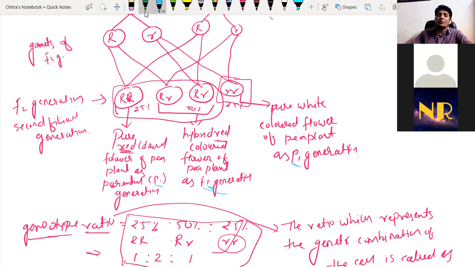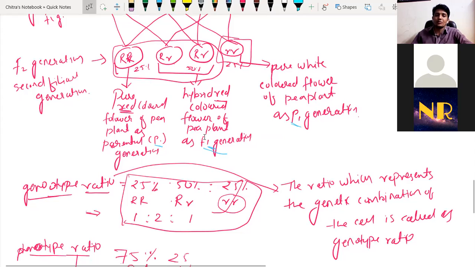So if we write this in the form of ratio, here we have the genotypic ratio, the ratio which represents the genetic combination of the cell. That's why it is called the genotypic ratio. On the basis of genetic combination, 25% are capital R capital R, pure red. Then 50% contain capital R small r, similar to the F1 generation. And 25% contain small r small r, pure white.